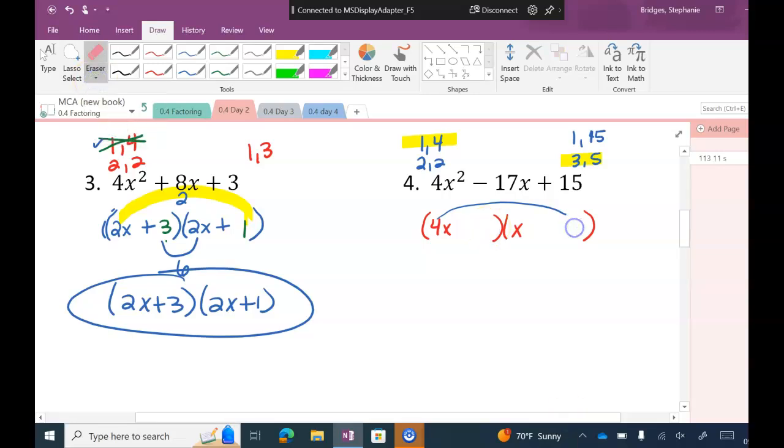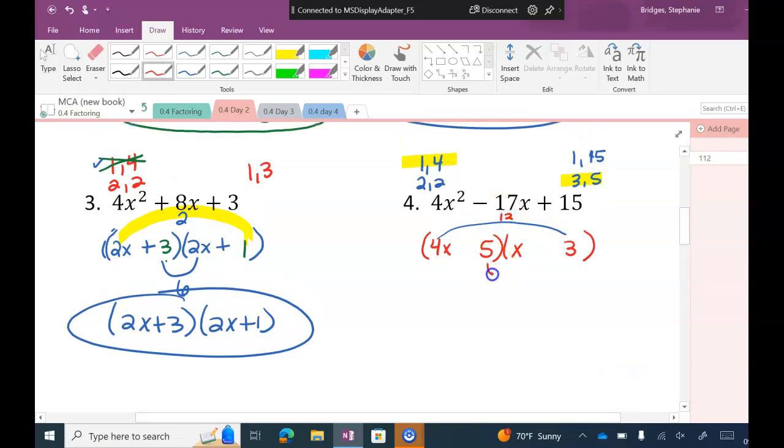So I'm going to erase those, and I'm going to switch. I'm going to put my 5 first and my 3 second and see if this works. What's 4 times 3? 12. And 5 times 1 is 5. Does 12 and 5 add to give me 17? It does. Okay, so I know I got it right. Luckily, the 1 and the 4 worked. My signs are going to be the same, and they're both going to be negative.